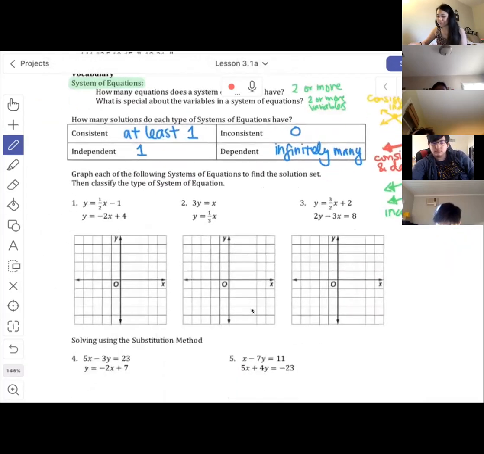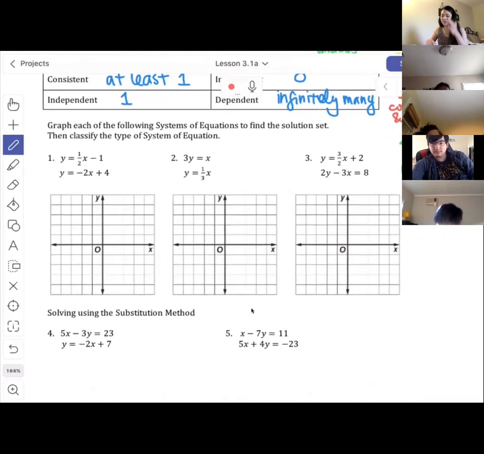All right, here we go. Let's try some examples. So graph each of the following systems of equations to find the solution set. We'll classify the type just because we can. But again, don't worry about memorizing these terms. All right, so help me with some graphs here. Let's start with Riley. All right, number 1.